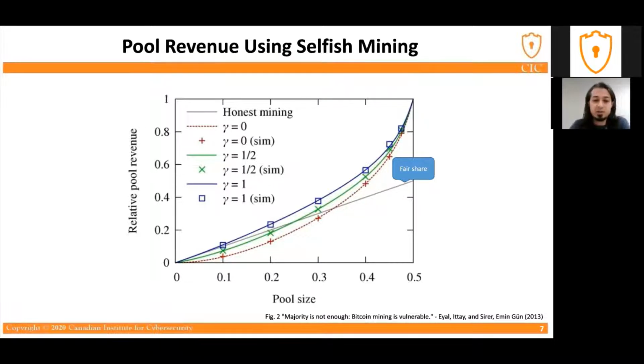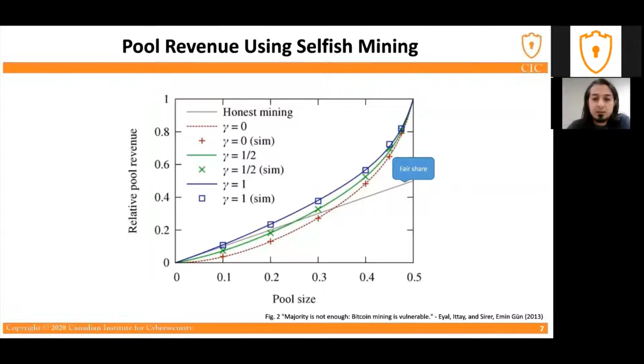The proportion of its mined blocks should be 0.2 also. But here, as you can see, in many cases, EL and CR said that this selfish mining can obtain a revenue more than their fair share, so more than this gray line here. There are two parameters in their work, and one of them is alpha, which is pool size, as you can see on this x-axis, and the other one that you can see here is gamma, which is the proportion of honest miners who choose to mine on top of the selfish miner's block.